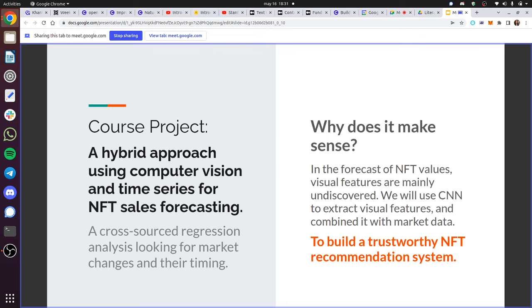So yeah, just a reminder on the course project, since we are trying to make NFT sales forecasting using visual features, yeah, we think that it will make sense to try to fix the sales forecasting for NFTs, since there are more and more NFTs being sold, and that it's a matter of public importance somewhat to be able to build a trustworthy NFT recommendation system.